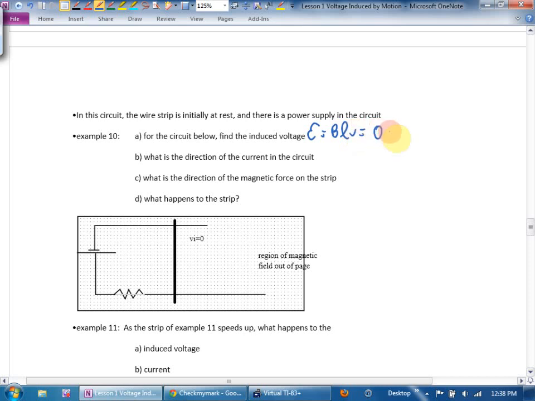But we've got a battery here. Which way is the current flowing out of this battery, up or down? Let's draw a little arrow down. Let's draw a little arrow in the resistor to the right. Let's draw a little arrow in the bar up. And let's draw a little arrow on the top to the left.